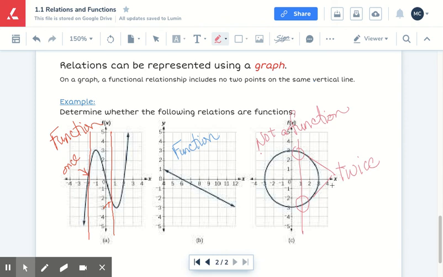The third one, however, this circle, I drew a vertical line on here just to show it. That vertical line, okay, it's mostly vertical. It's a little bit crooked, but it does, in fact, intersect the relation more than once. It intersects twice here, and it would do that in a bunch of places, but it actually only has to happen once for this relation to not be a function. So this one is not a function.